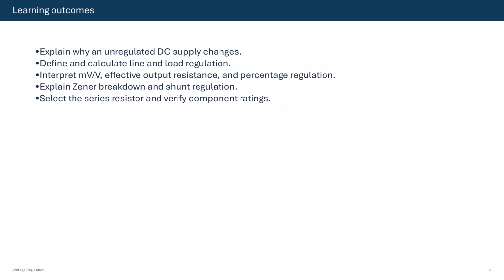By the end of the lesson, you should be able to distinguish line regulation from load regulation and calculate both. You should also be able to explain why a reverse-biased Zener diode can serve as a voltage reference, calculate the series resistor, determine Zener current under limiting conditions, and select practical power ratings.